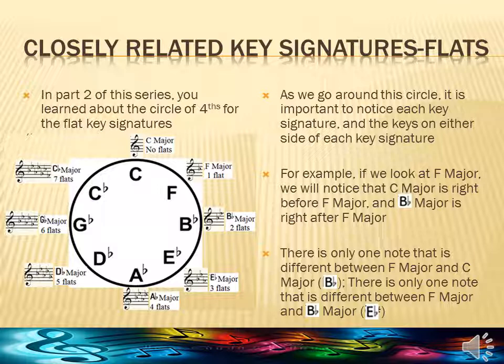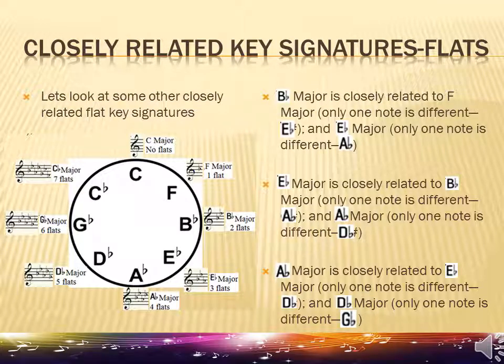There is only one note that is different between F major and C major, and that's B flat. There is only one note that is different between F major and B flat major, and that's E flat. Let's look at some other closely related flat key signatures.